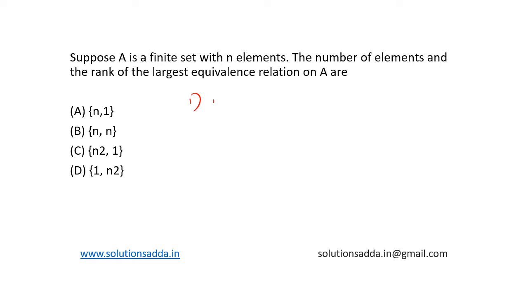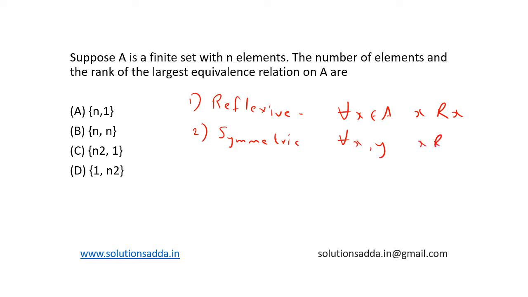So, what is reflexive? A relation R on a set A is said to be reflexive if for all x belongs to A, x is related to x. This is reflexive. The second property is symmetric. A relation R on a set A is said to be symmetric if for any x, y, if x is related to y, then y is related to x. This is said to be the symmetric property.